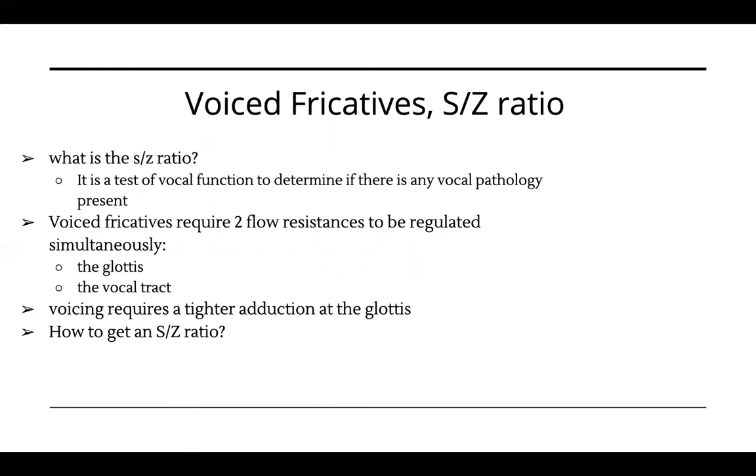So voice fricatives require two flow resistances to be regulated simultaneously, which are the glottis and the vocal tract. Voicing requires a tighter adduction at the glottis. And how do we get an SZ ratio? To get an SZ ratio, we would require the client to sustain the S as long as possible, sustain the Z as long as possible. We would measure both sustained sounds in seconds, and divide the times that we get. We would do this for 2 trials and keep the better trial, which would be the number closest to 1. Anything higher than 1.4 is concerning for possible pathology.